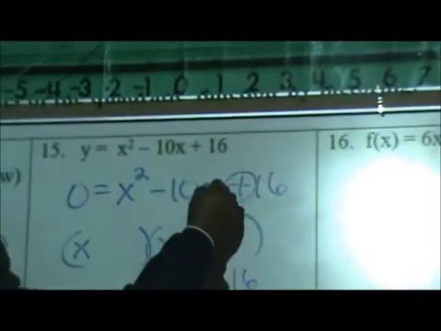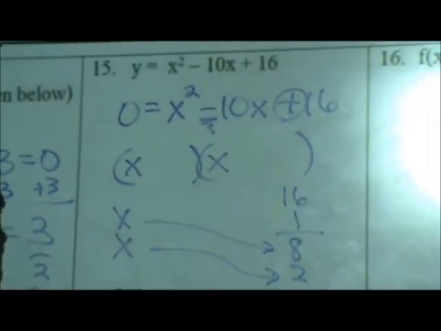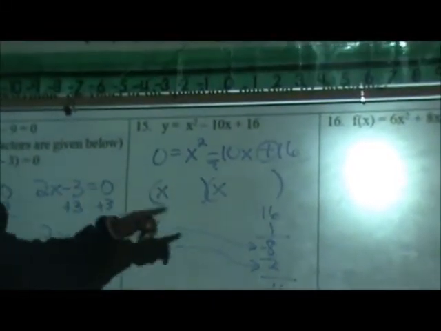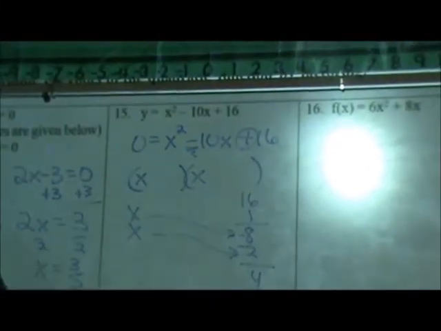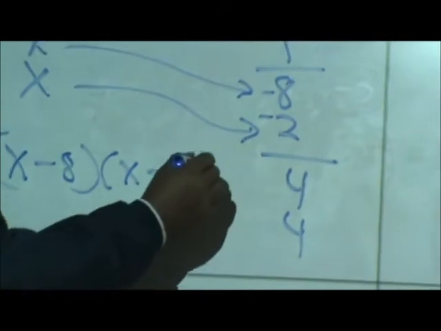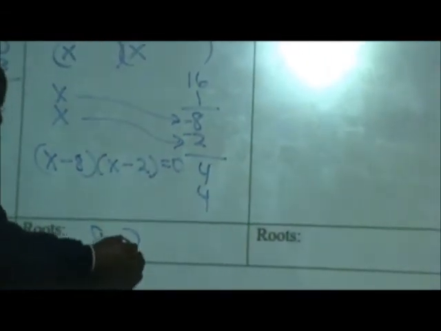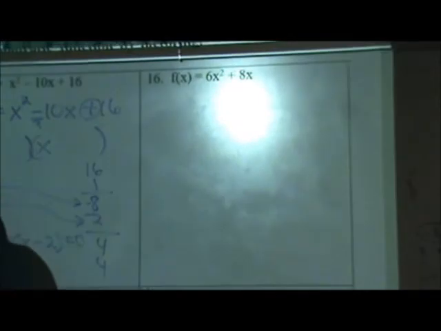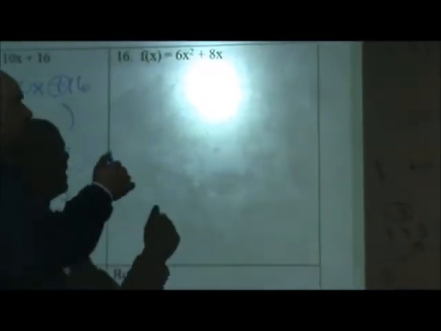Where do they have to be? Both of them minus, right? Minus times minus is plus, and then negative 8 plus a negative 2 is a negative 10. So, x minus 8, x minus 2, if it equals 0, what number minus 8 is 0? 8. What number minus 2 is 0? 2. 2 greatest common factor problems on the test, alright?